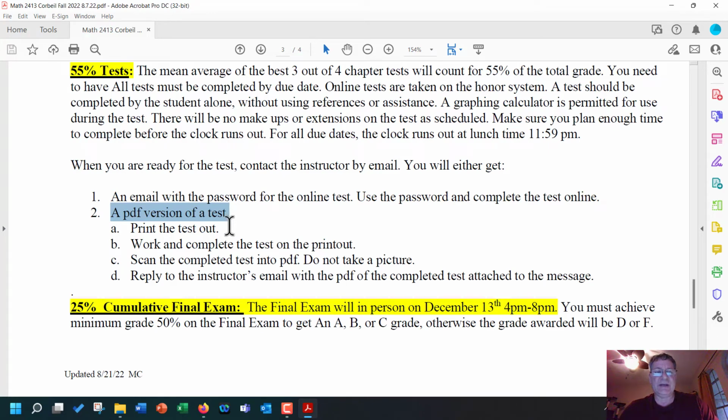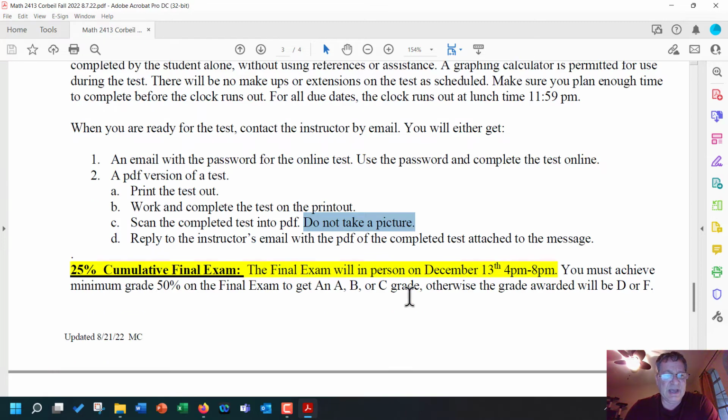That test will be a write-on test. So you're going to print out the test, you're going to work and write on that test printout, and then you're going to scan the printout and send it back to me in PDF. Don't send me pictures. I can't correct pictures. It's got to be in a PDF. Reply to my email with the PDF of the completed test attached to the message. So I need to have that PDF back.